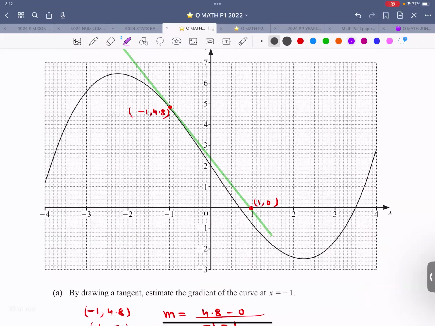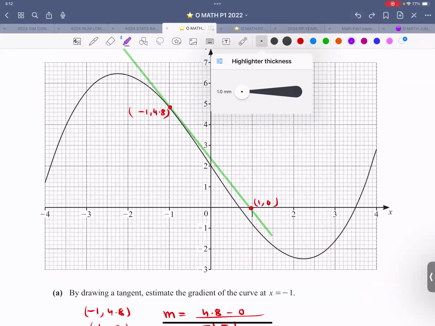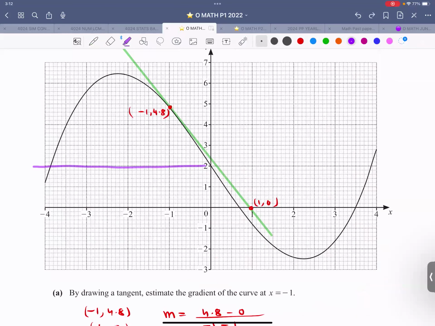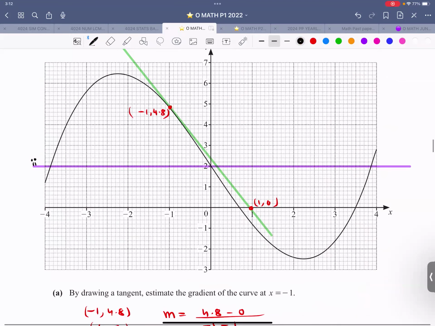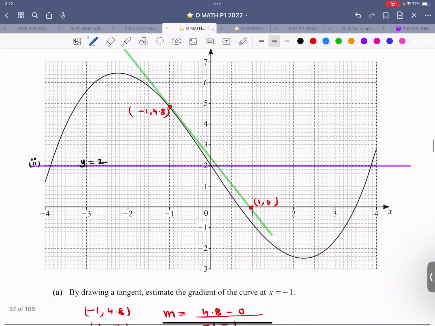So now let me draw a purple line, y equals 2. That is a line that's going like this. Okay. So we have drawn for part 2. This is the line y equals 2. It's cutting at 3 points. So this is 1 point. This is the other point. This is the third point.